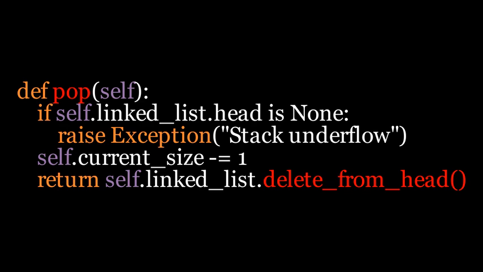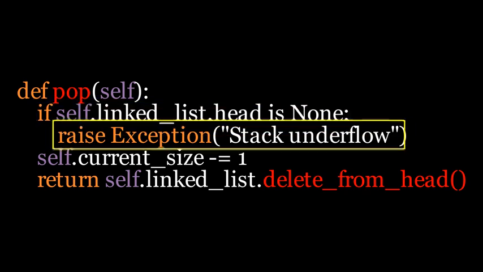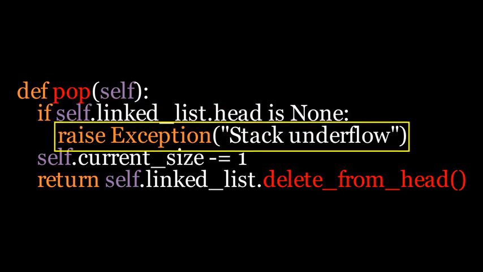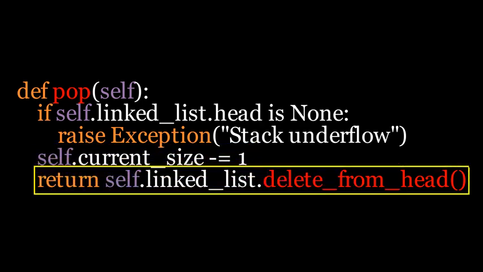Next, to pop an element, we will first define the pop function. Then, we'll check if the stack is empty. If it is, we'll raise a stack underflow error. Otherwise, we'll decrement the current size by 1 and delete the node from the head of the linked list.